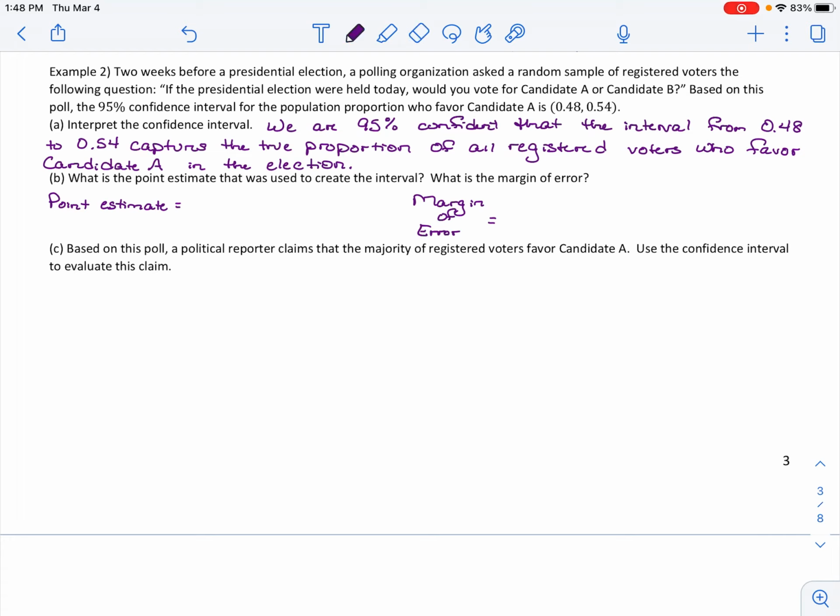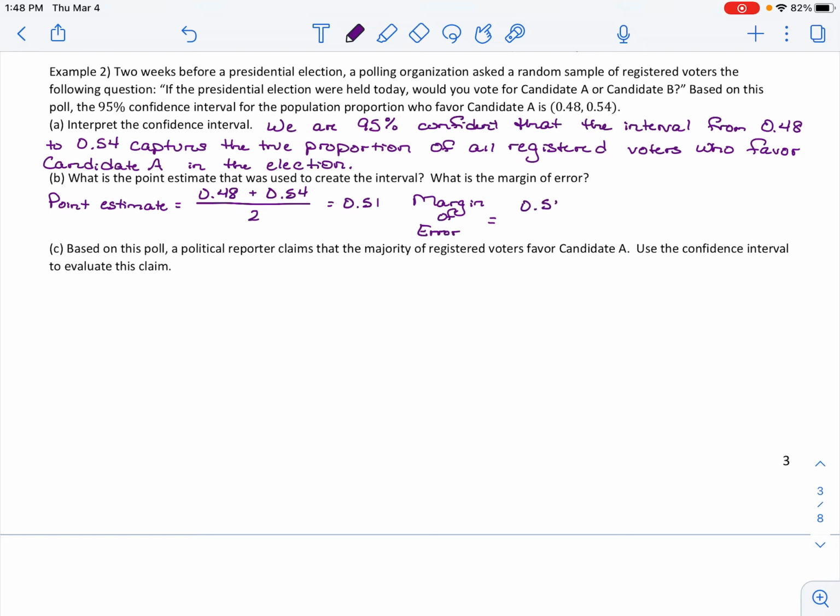So now that I have this interval, I can find the point estimate. Remember, that's the value in the center. So I'm just going to average the endpoints of my interval. I'm going to add them up and divide by 2. The value in the middle would be 0.51. So this is the sample proportion from which this interval was created.